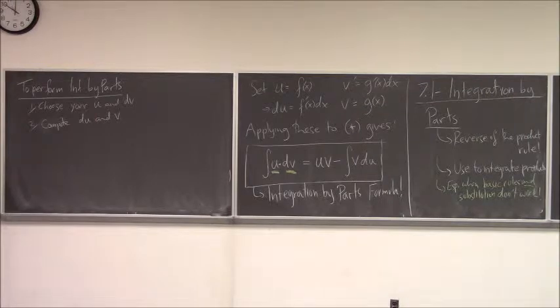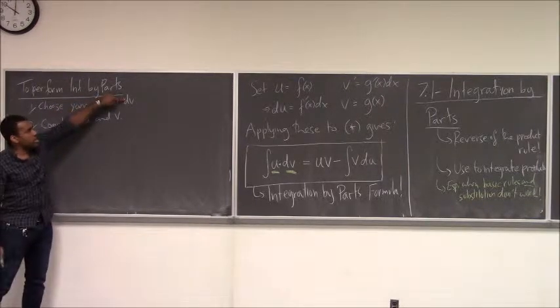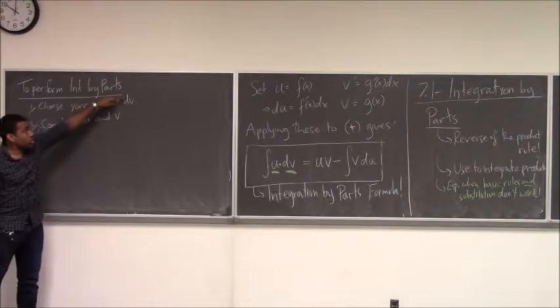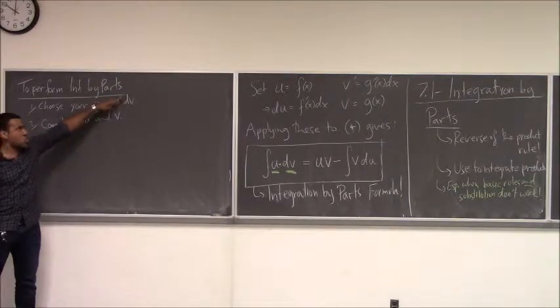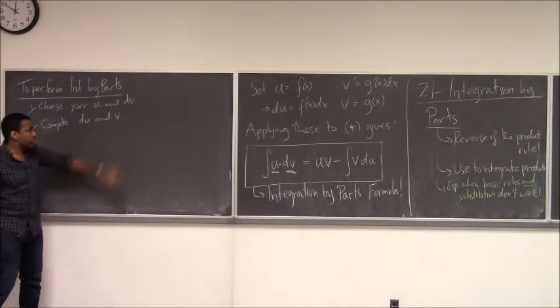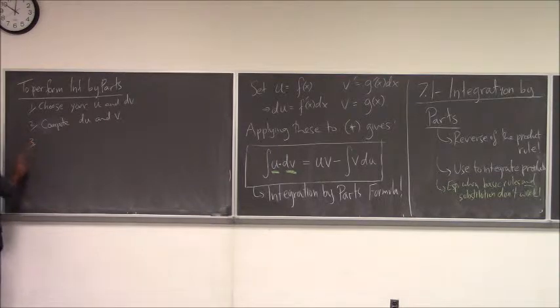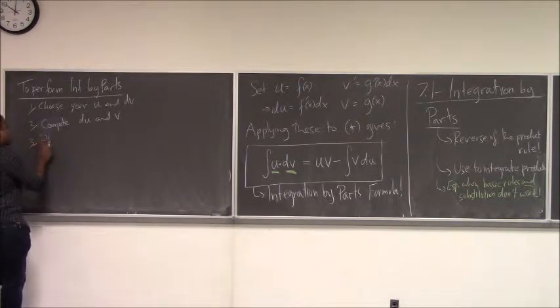That automatically gives you some restrictions that start popping up in your head. Obviously, u should be something you can differentiate easily, whereas the dv should be something you can integrate easily. So if there's something that you don't know how to integrate, you're never going to choose that as your dv, in most circumstances. And three, you're going to plug into the formula.